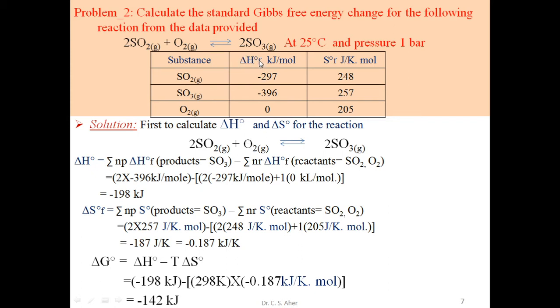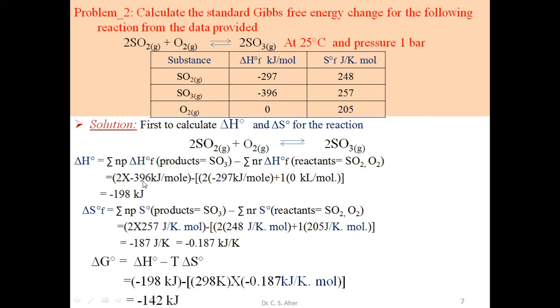In standard form, delta H0 of oxygen is 0. Why is it 0? The standard enthalpy of formation of any element in its stable state is 0. We study this in the theoretical part. So this delta H0 for oxygen gas is 0, and this term becomes 0. So there is only one term, one multiplication, for the reactant side.